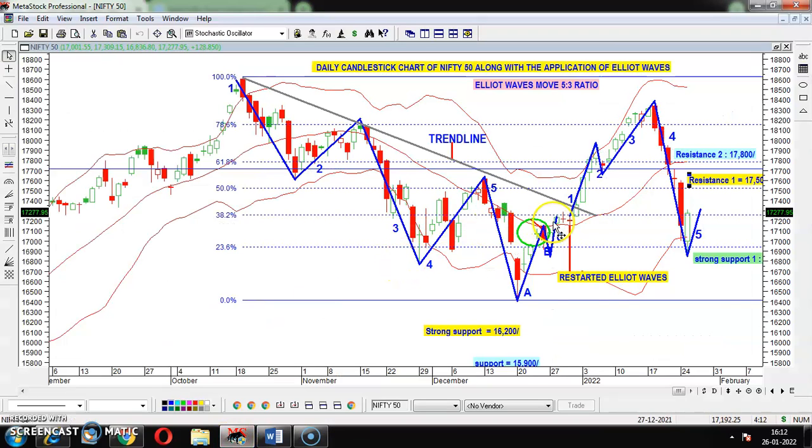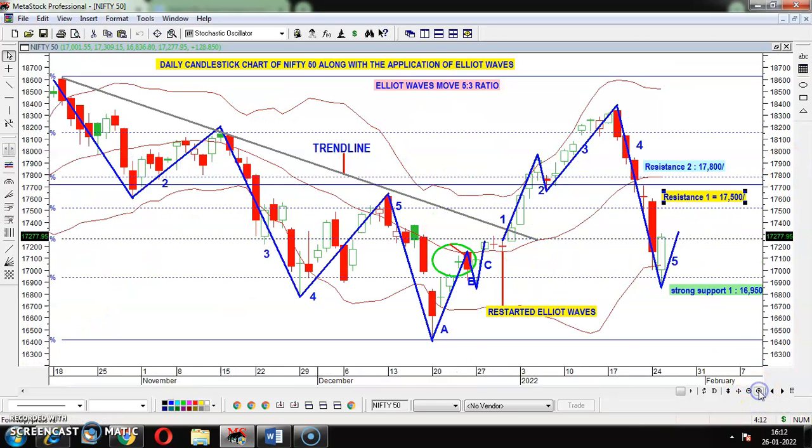So I have already explained to you technically what the resistance level is and what the support level is. I also explained the condition. If this condition is fulfilled, then there is a possibility of a move to the upside, otherwise it may come down. So based on the technical parameters, I told you if the market moves towards the upside, the first resistance will be 17,500, the next resistance will be 17,800, and if it moves towards the downside, then the strong support area is 16,950. This is as far as the technical parameters are concerned.